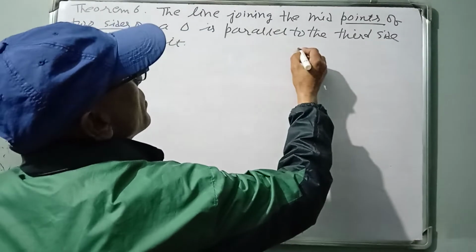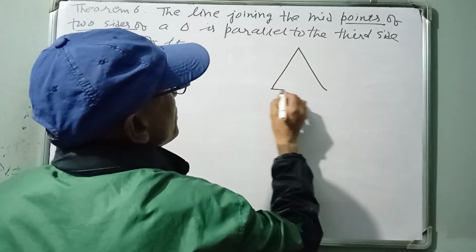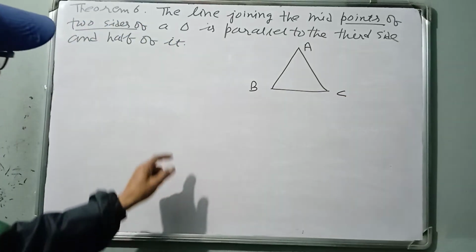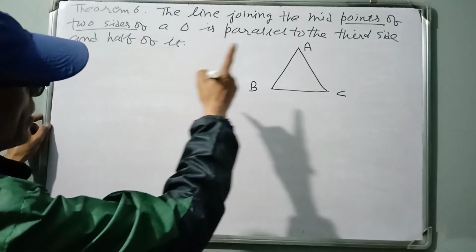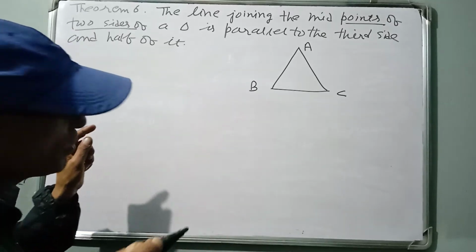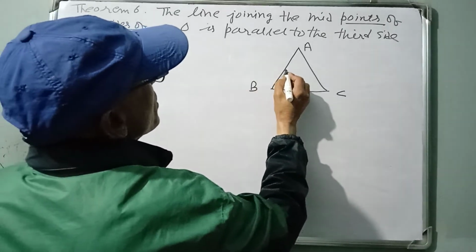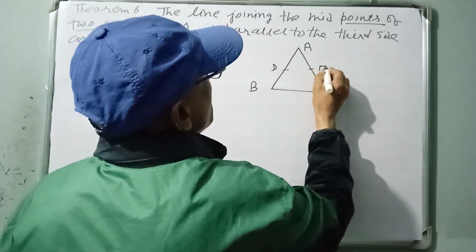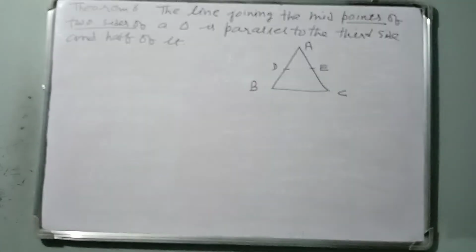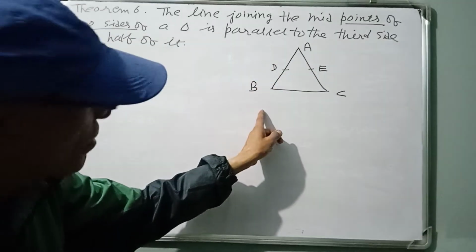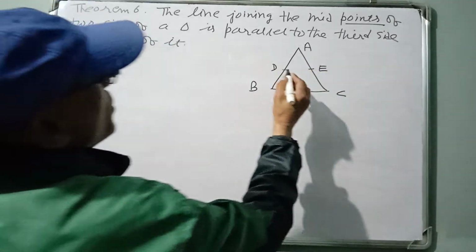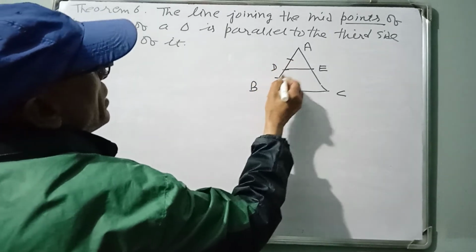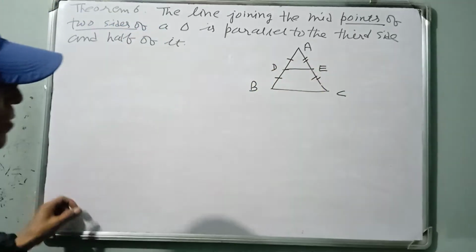It shows that there is a triangle. Say, for the sake of convenience, there is a triangle ABC. There is a line which joins the midpoints of two sides. Suppose D is the midpoint of AB, and suppose E is the midpoint of AC. D midpoint of AB, E midpoint of AC. Join DE. AD equals BD, AE equals EC.